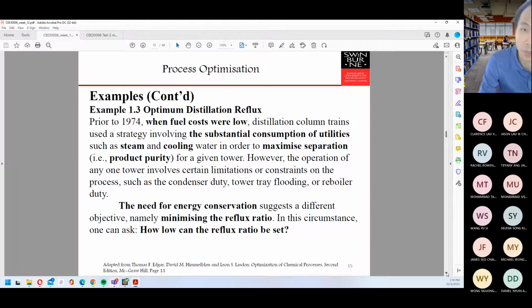Then we have another example here, which is related to the optimum distillation reflux. Back in the old days when the cost of energy was very low, the objective was to maximize the separation using whatever energy was needed. However, these days energy costs are becoming more expensive because the population is increasing and the energy resources stay the same. So now if we want to conserve energy, that means we have to minimize the reflux ratio.